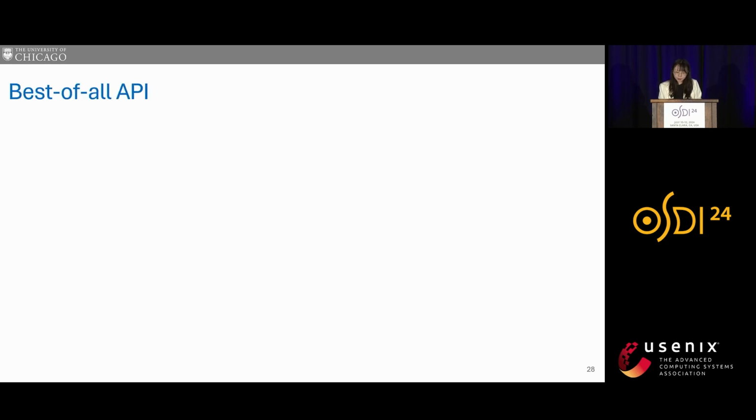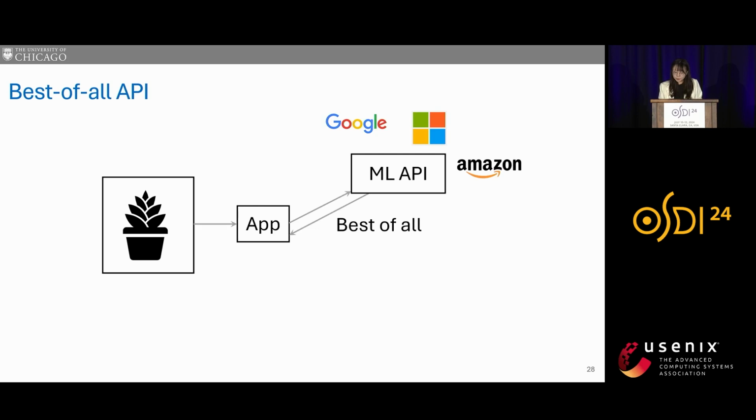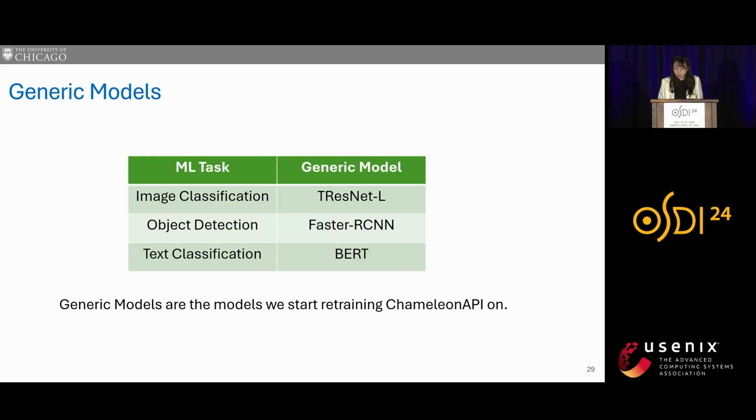First, we compare it with a best-of-API scheme. For this baseline, the input image is sent to 3 commercial ML APIs and we take the best out of it. This baseline is the oracle of the accuracy, because we assume we actually know the ground truth label of it. We also evaluated on generic models, which are the models we start fine-tuning our ChameleonAPI on. The generic models that are used for each ML task are listed in this table.